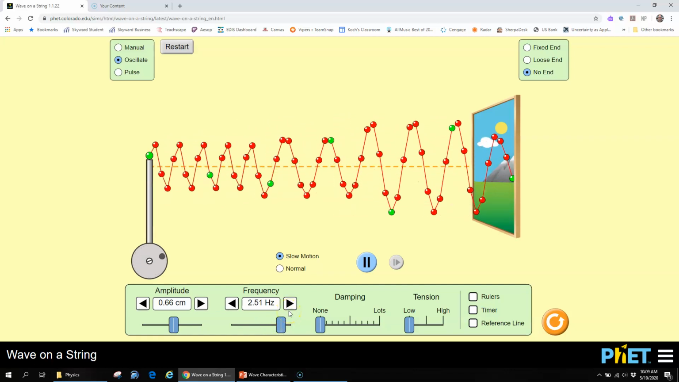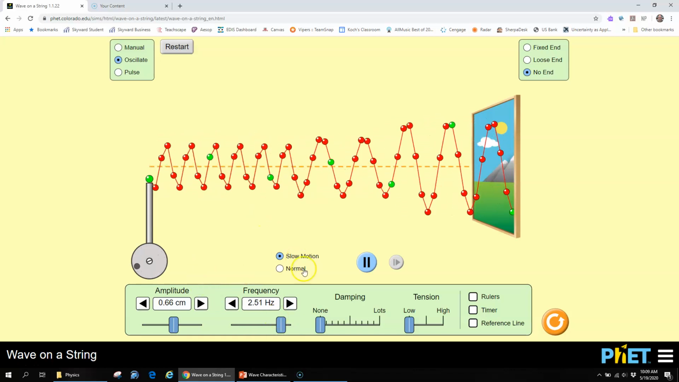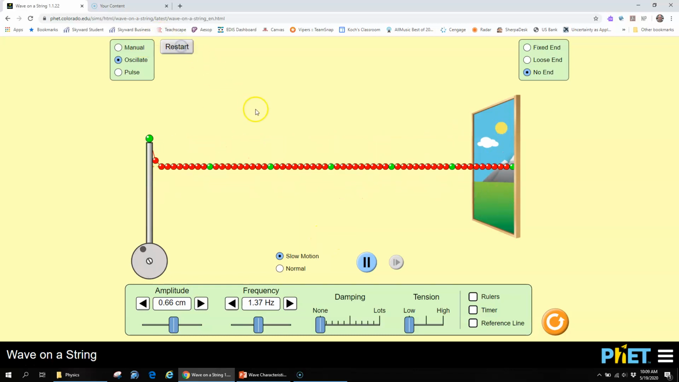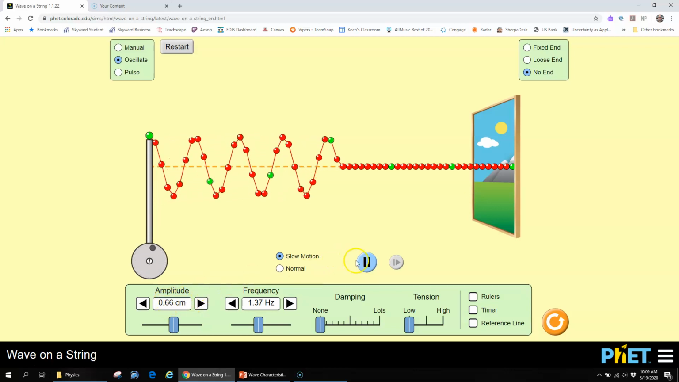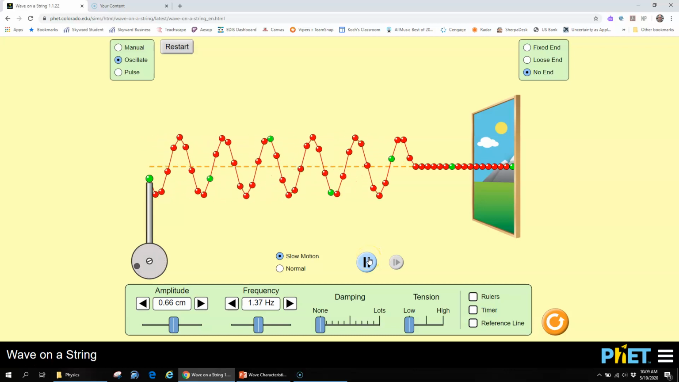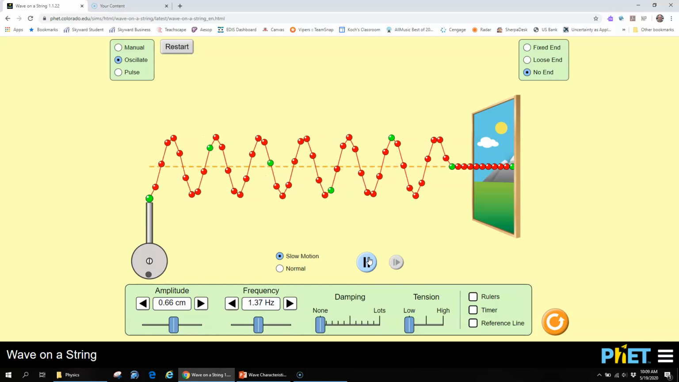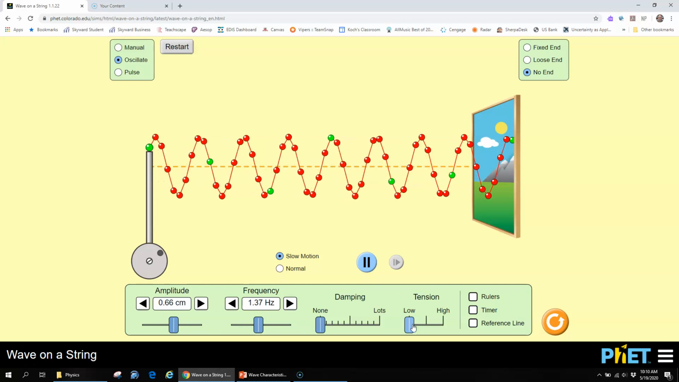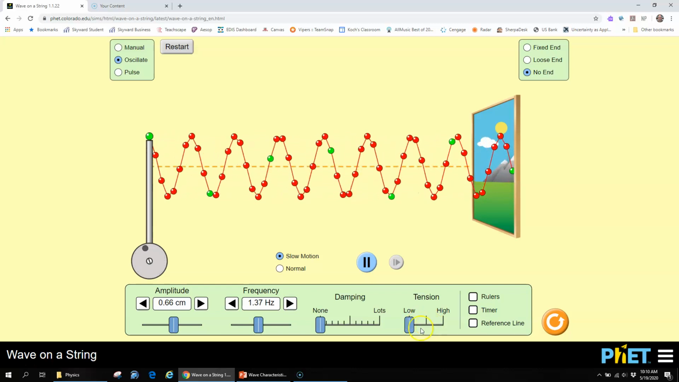So a really big idea here is that if we have the same string, both of these two do not change the speed. The speed is constant as long as it's in the same medium. Now that's back to where we started when I showed all the data points. All of you were assigned the same medium, and that means low tension. If you change the medium, you can change the speed.